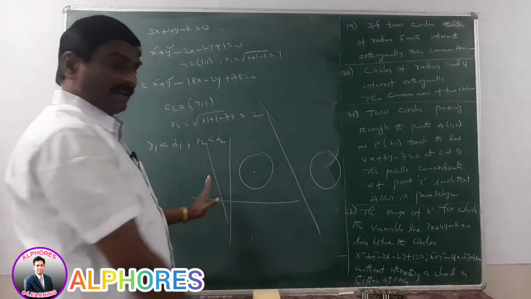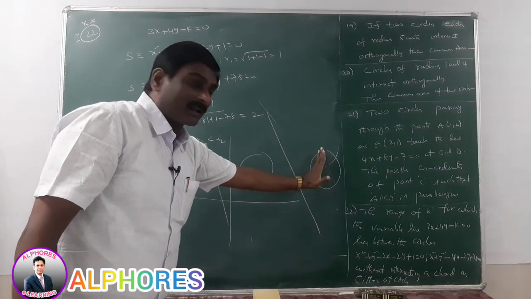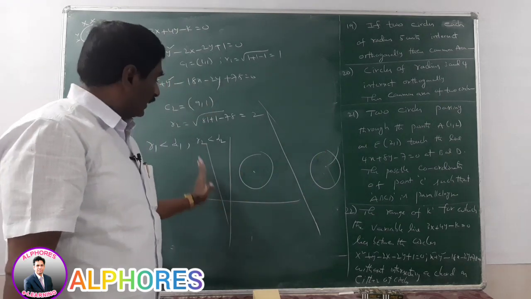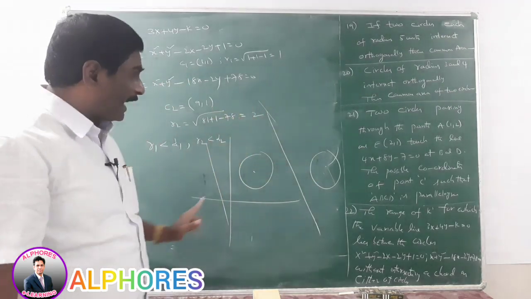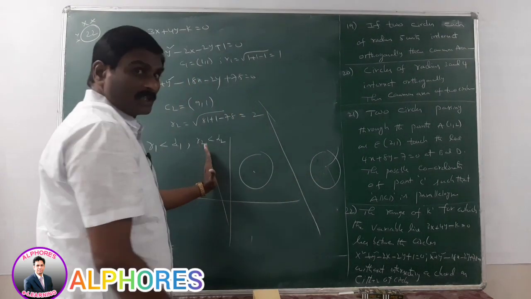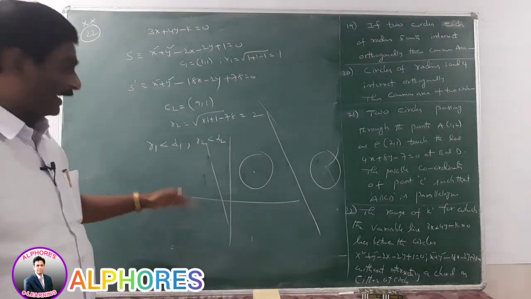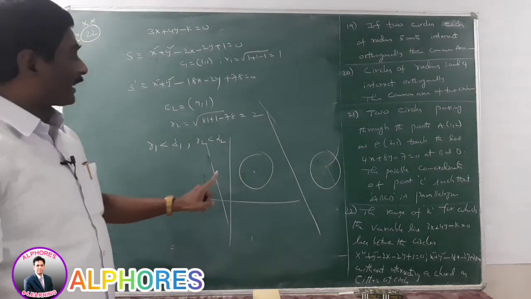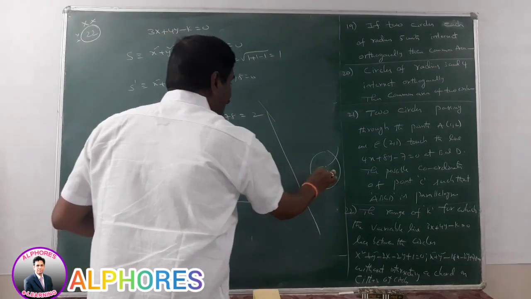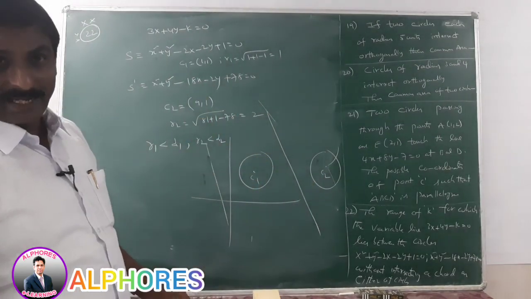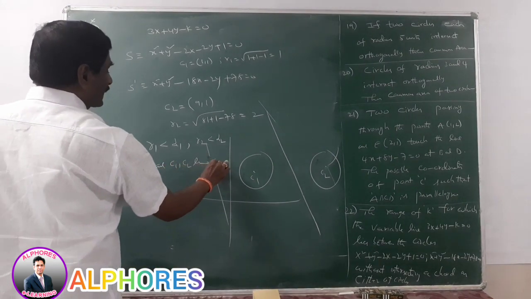Suppose the line is in this way, neither cutting the first circle nor the second circle. In this case also, the line neither touches the first circle nor the second circle. But this line does not lie in between these two circles. This line lies on one side of the circles, the circles lie on the same side. But here the line must lie in between the circles. That means centers C1, C2 must lie on either side of the line.